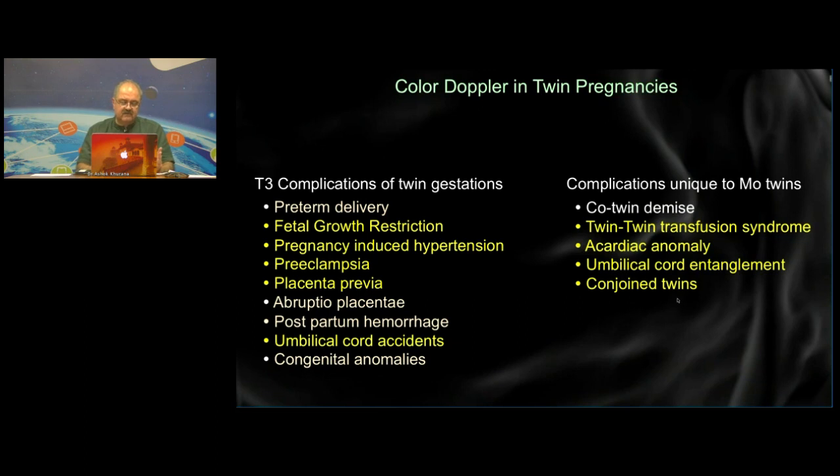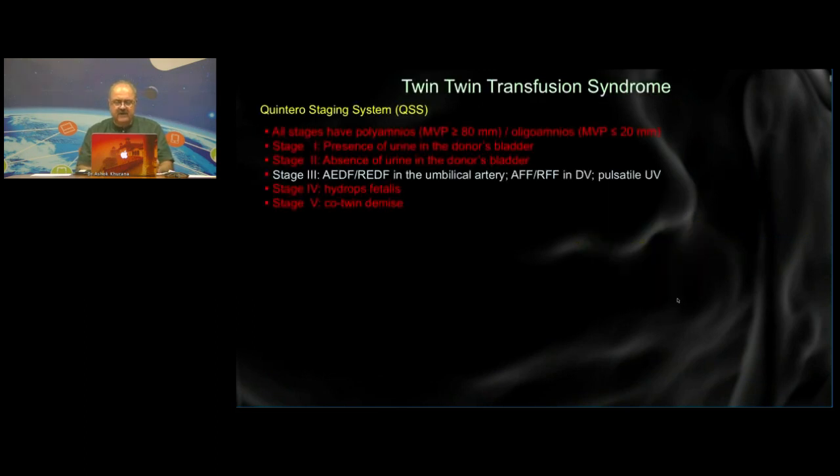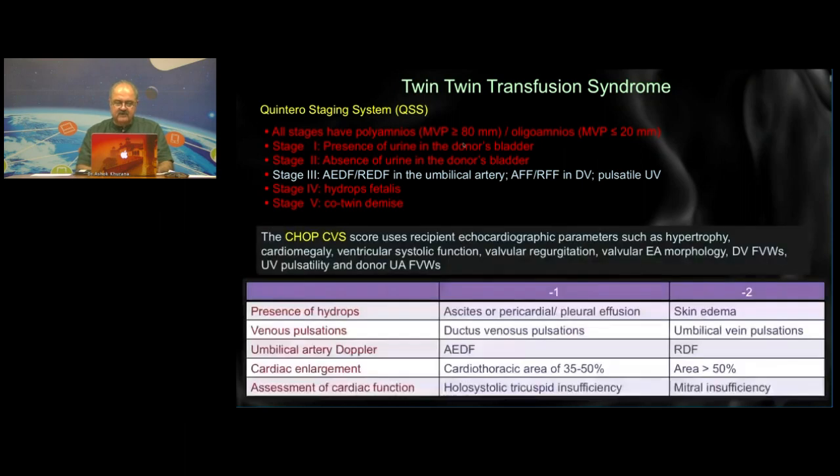But the most common condition that we encounter, which is the TTTS, we realize that the Quintero staging, the moment you reach stage 3, you can't do without flow. Absent diastolic flow or reverse diastolic flow in the umbilical artery, absent forward flow or reverse flow in the ductus venosus and pulsatile umbilical venous flow will differentiate between the really bad stuff and the not so bad stuff. We also have something called the CHOP score, which may not be the best way of deciding, but again, that uses a lot of Doppler, including umbilical artery Doppler, but it does help you to understand what the pathophysiology is, and therefore we use it a lot in these situations.